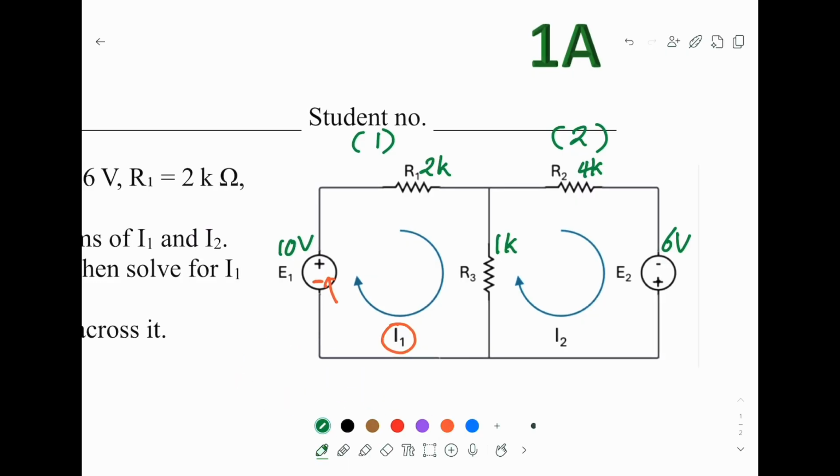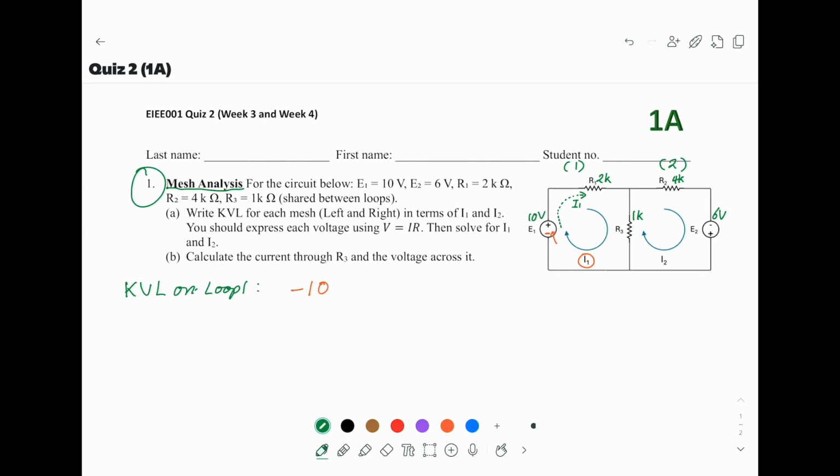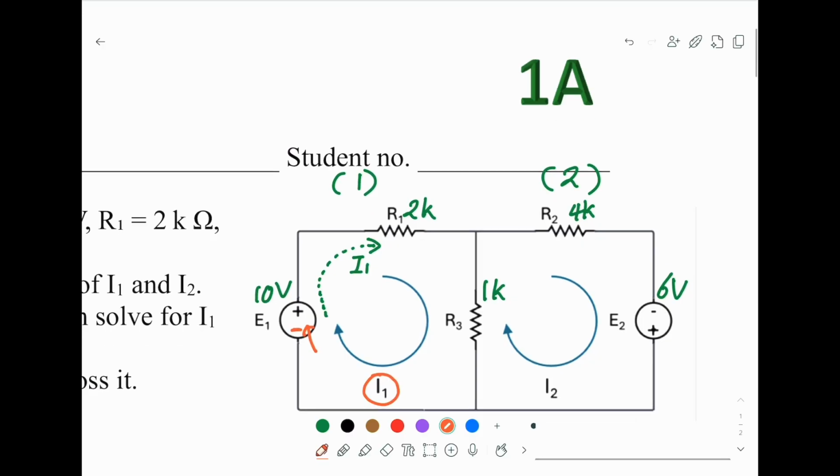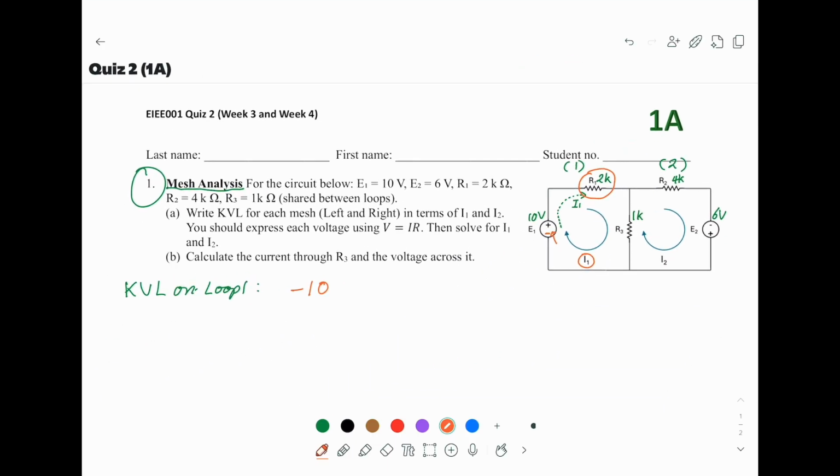Now, after it passes through the 10 volt, it passes through R1. Remember we need the voltage, and the voltage is equal to IR. Your I you don't know, but you know this is I1. So IR is the value of R1 multiplied by I1. And remember, in this system, for any resistor, we use positive. So this becomes positive. I put the 2K before, and again, no need to put omega, just 2K. And then your unknown, which we are going to solve, is I1.